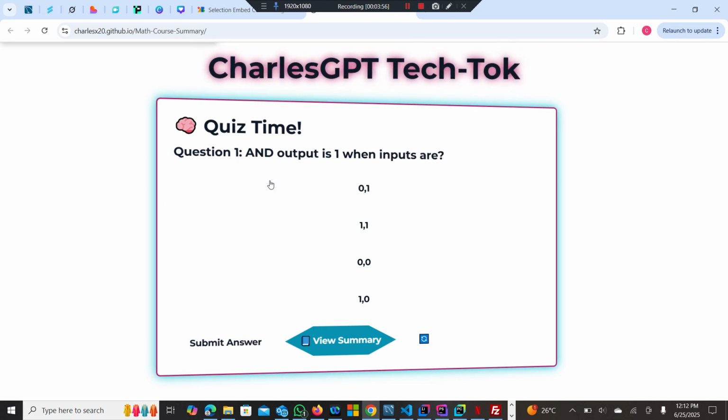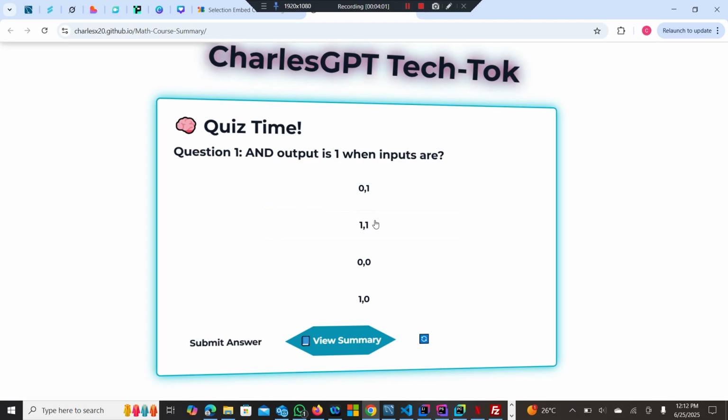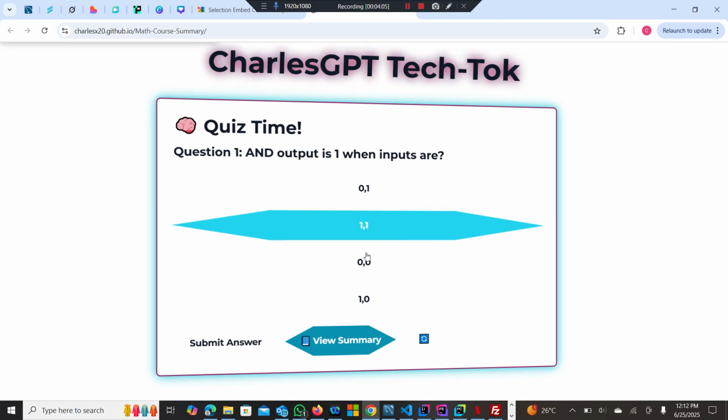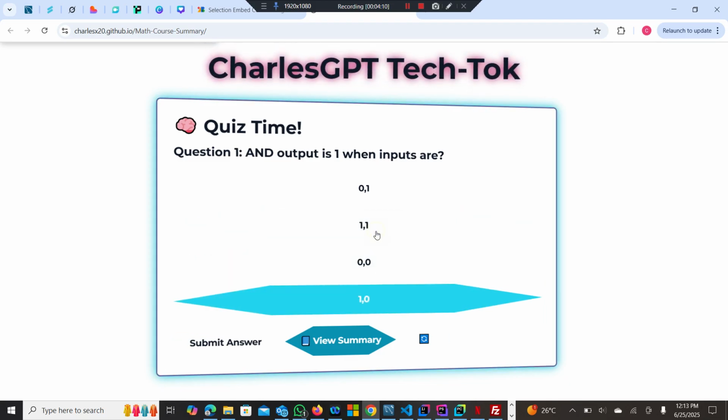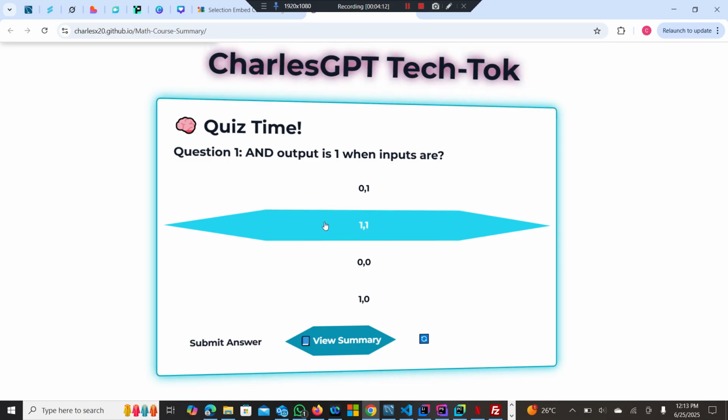So for the first question: the output is 1 when the inputs are 1 and 1. You see the interface I created. I was trying to make it like Who Wants to Be a Millionaire. I hope this interface is great, but I think I prefer my last interface to this. I'll just keep the same structure for all of my programs though. I just wanted to show you guys, if you like the interface of this web application.